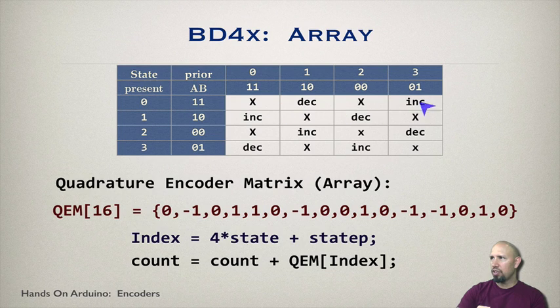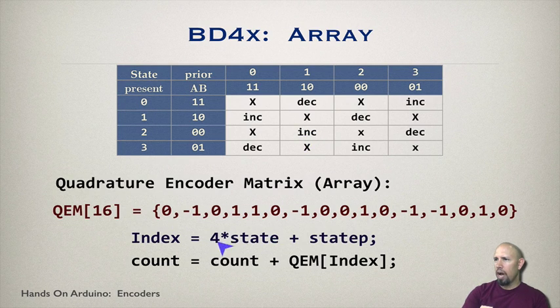So I have this row, which is these first 4 values. The next row is, again, 1, 0, -1, and 0, and so forth. I put them all into this matrix. So if I have this particular situation, for example, my present state is 2 and my previous state was 1, I can access that using this formula. The index for this element in this array is given by this.